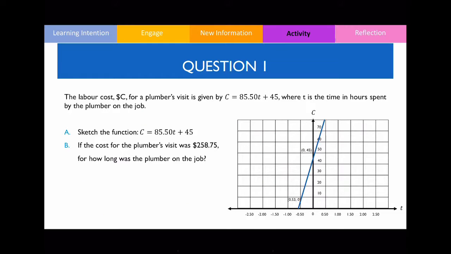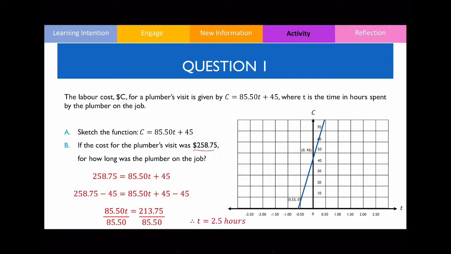So let's go to part B. Part B wants you to find how long the plumber was on the job if he earned this amount of money. Because that's your value of C, we sub in that value, and then rearrange to solve for T. We'll subtract both sides by 45, and then divide both sides by 85.50. Hence, your answer is going to be roughly 2.5 hours.